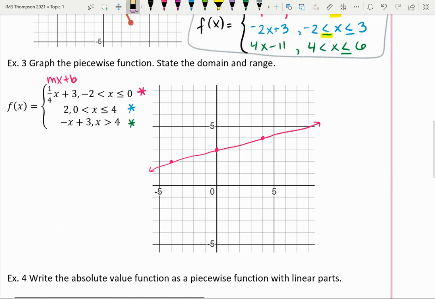Now this part of the graph only exists from negative 2 to 0. So I'm going to erase the rest. I know I just drew all that, but I'm going to erase it. So I don't want it to go past 0, and I don't want it to go beyond negative 2. At negative 2, I need an open circle. And at 0, I need a closed circle. So there's my first piece.